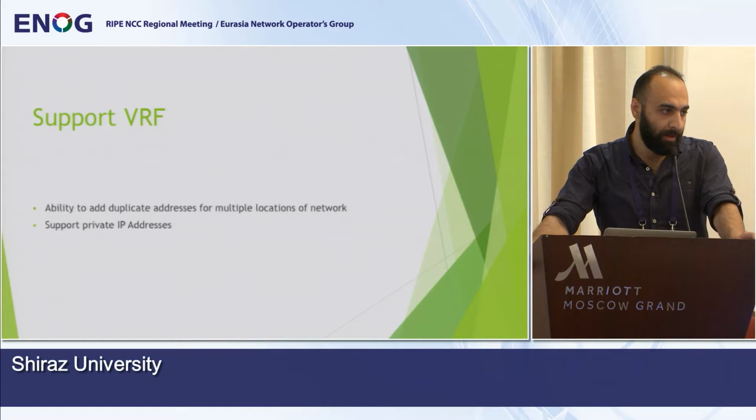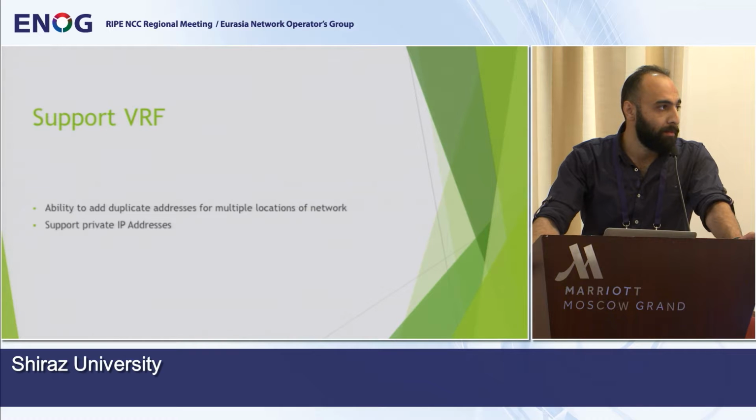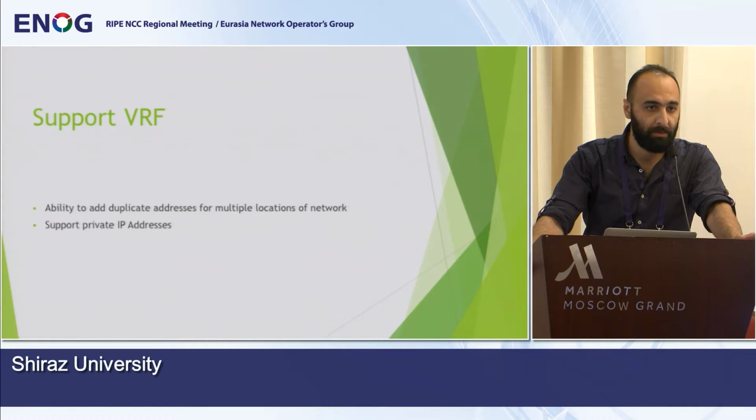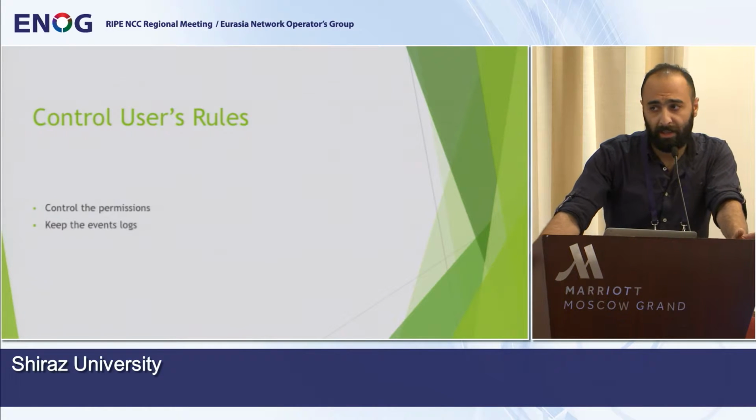Supporting VRF is important because we may need to assign a single IP address to multiple devices. So it should support duplicates, for example in backup devices or Anycast. Also, it should support invalid IP addresses because we use invalid IP addresses in our network.